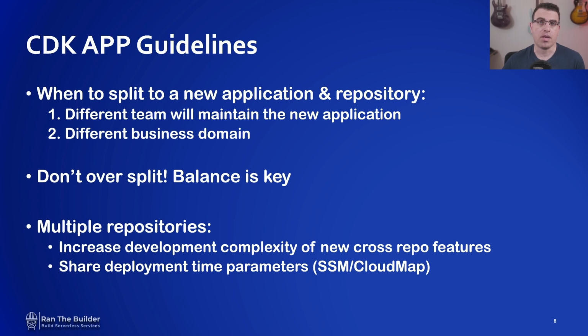And in some cases, you need to share deployment time parameters. Let's say you have a stack for Aurora and it's a cluster, and you need to share the port and the domain of that Aurora cluster with another stack in another repository that uses that cluster. So it becomes more complicated, but it can be done. You can use SSM, you can use Cloud Map during the deployment in CDK to solve these dependencies.